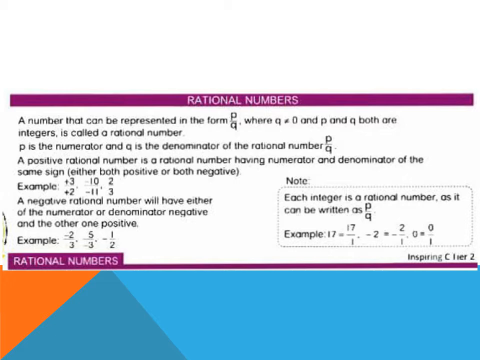A positive rational number is a rational number having numerator and denominator of the same sign. That means if the numerator and denominator both are positive, or both are negative, then it will be called a positive rational number. Now if only one of the numerator and denominator is negative, then that rational number will be called a negative rational number.